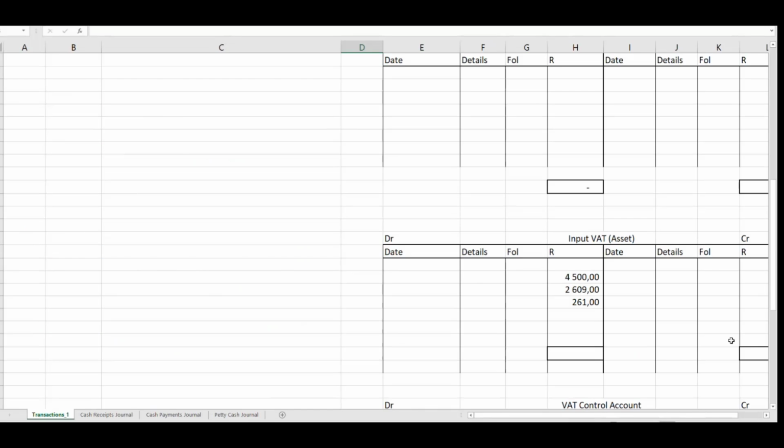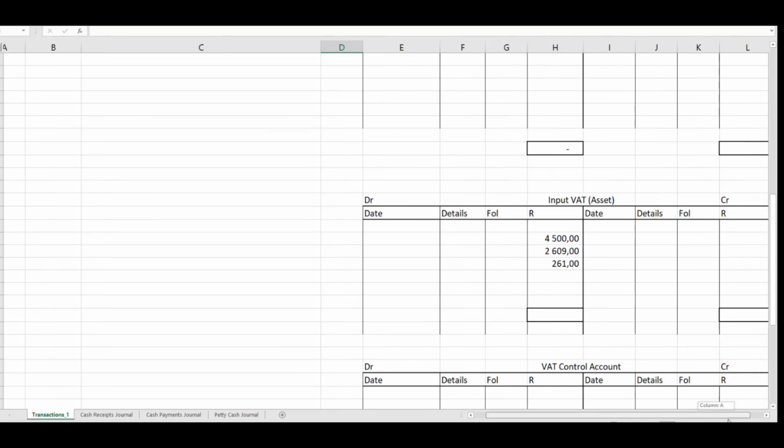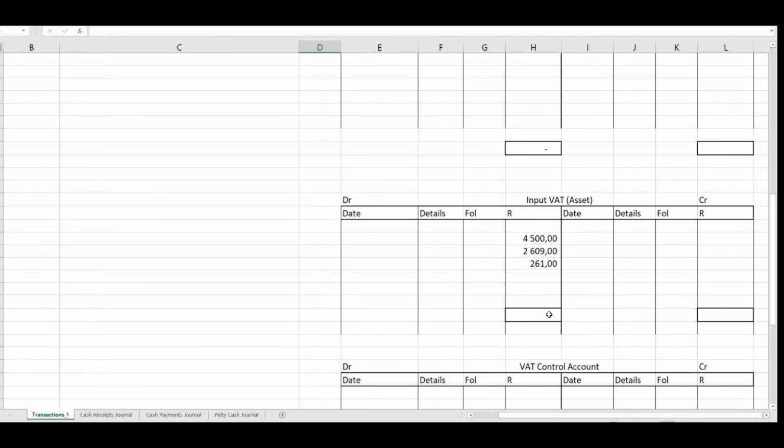So then we're done with our VAT transactions. What we're going to do is to calculate the totals of these two accounts.